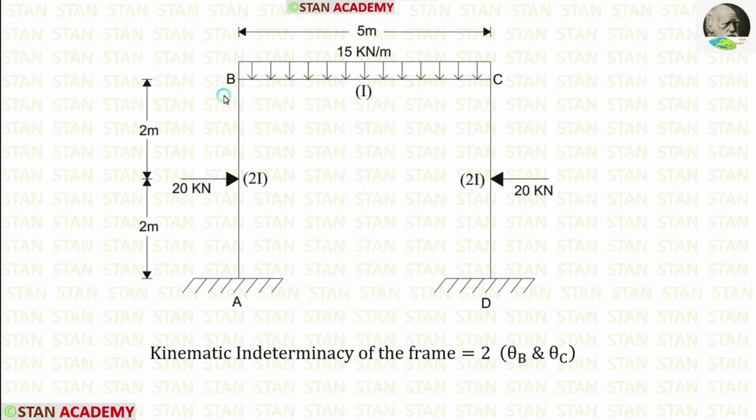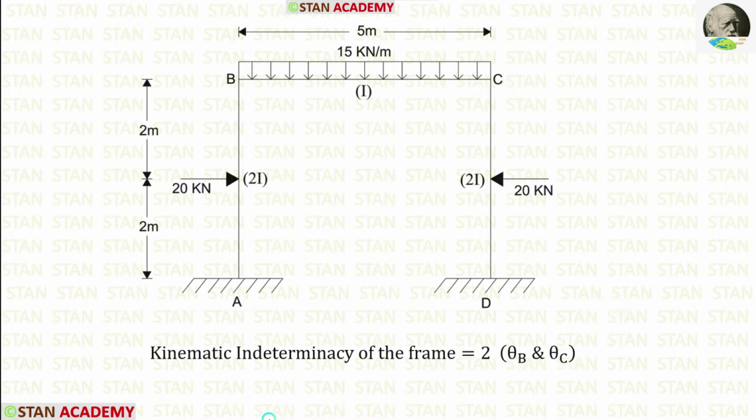In this frame, we have two joints, joint B and joint C. In these joints only, the beam and the columns are connected. Since this frame is a non-sway type frame, there will be no deflection in these joints, but there will be slope. So, the kinematic indeterminacy of the frame is 2. In the joint B, we have the slope theta B, and in the joint C, we have the slope theta C.